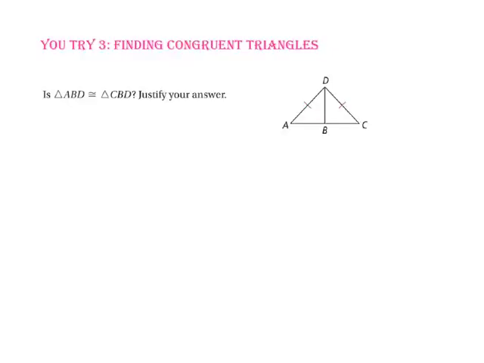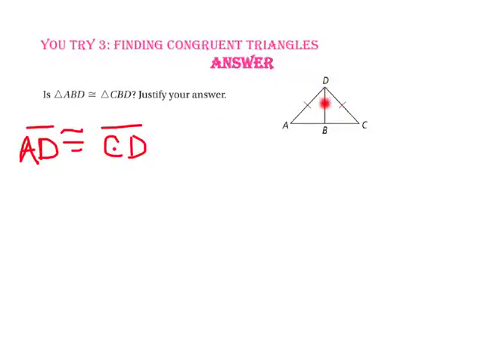Pause the video and do your try number 3. Is triangle ABD congruent to triangle CBD? Justify your answer. Well, we can see that side AD is congruent to side CD by the congruent mark. We also know that side DB is congruent to itself because of the reflexive property.